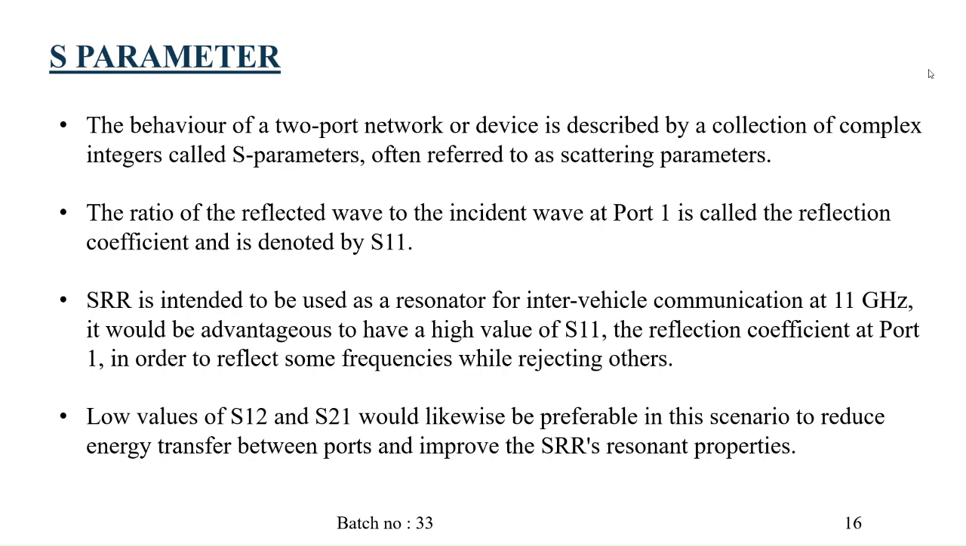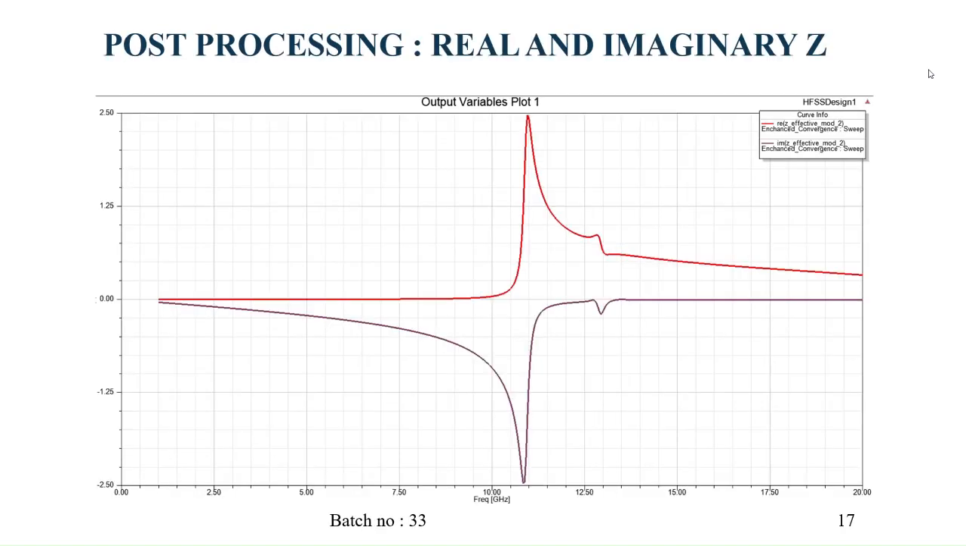It would be advantageous to have a high value of S11, the reflection coefficient at port 1, in order to reflect some frequencies while rejecting others. Low values of S11 and S21 would be preferable in this scenario to reduce energy transfer between ports and improve the SRR resonance property.